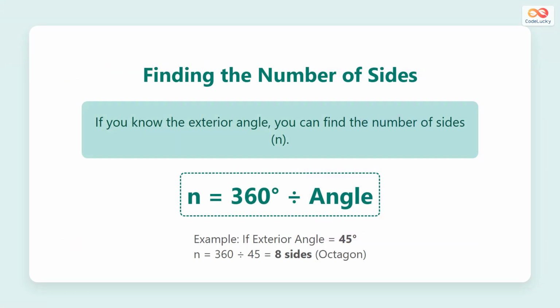We can also use this relationship in reverse. If you are given the measure of an exterior angle and asked to find the number of sides, simply divide 360 degrees by the exterior angle. For instance, if the exterior angle is 45 degrees, dividing 360 by 45 tells us the polygon has 8 sides, making it an octagon.